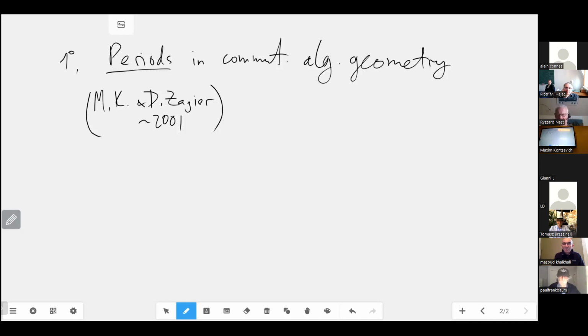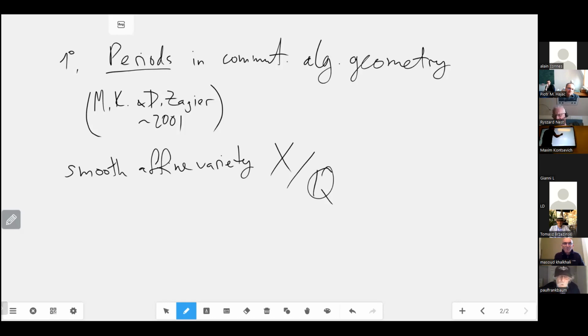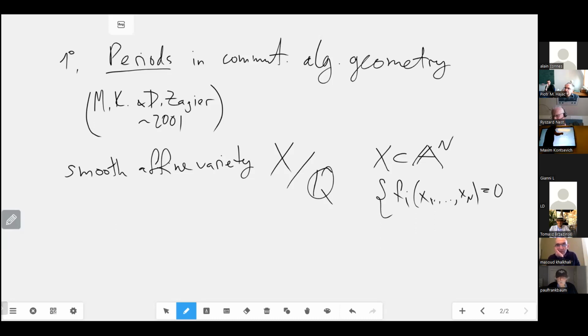So what are periods? Suppose you have a smooth affine variety defined over rational numbers. So X sits in some affine space of some dimension, given by a system of polynomial equations, and it should be a smooth variety. There are two things which we can do.